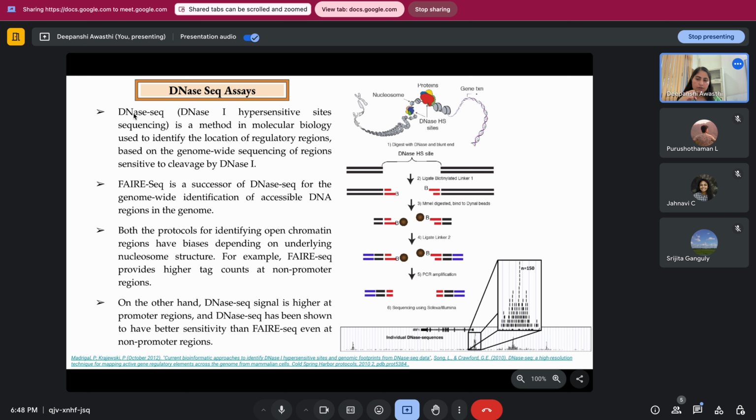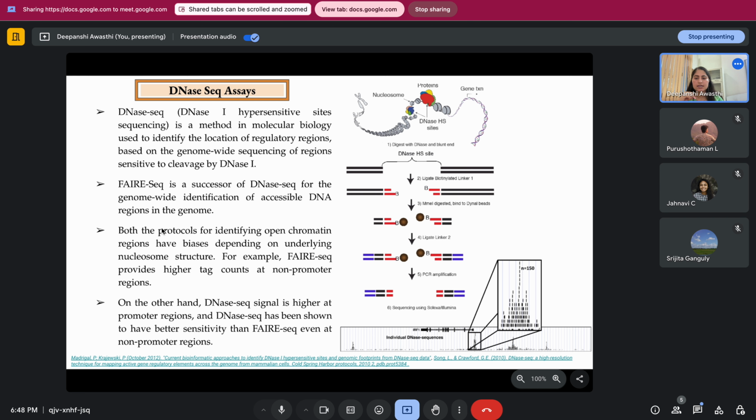And in addition to DNase Seq, there is another method, which is FAIRE-seq. It is the successor of DNase Seq, and it is mostly used for the genome-wide identification of accessible DNA regions. If we talk about DNase Seq, it is focusing on the hypersensitive sites, meaning where fewer histone proteins or DNA binding proteins are present. But in FAIRE-seq you will look for all the accessible DNA in the entire genome. So FAIRE-seq is a modification. It is not restricted to only the hypersensitive sites.